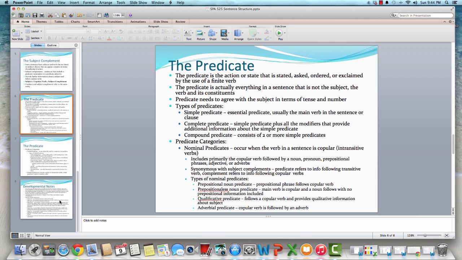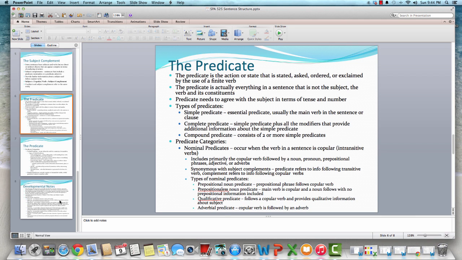So furthermore, we have predicate categories. That can be broken down into two categories: the nominal predicate versus the verbal predicate. The nominal predicates occur when the verb in a sentence is copular or an intransitive verb. So remember, the intransitive verb cannot have an object. It cannot receive the action. So this is a nominal predicate. It includes primarily the copular verb followed by a noun, pronoun, prepositional phrase, adjective, or adverb.